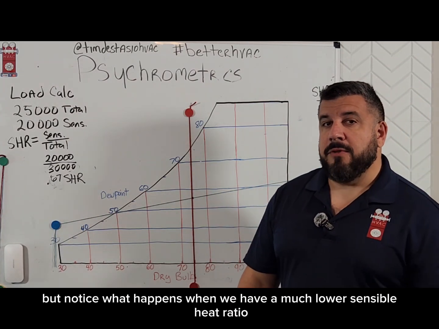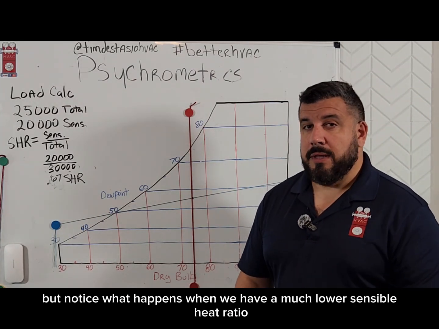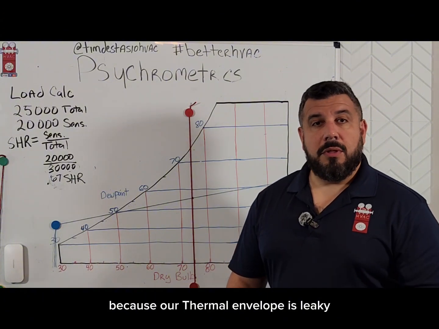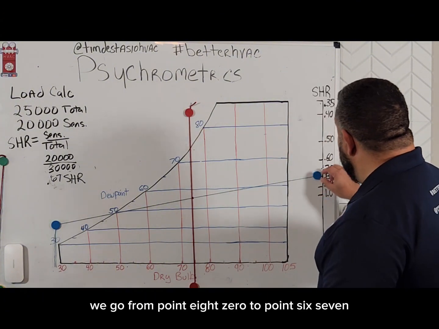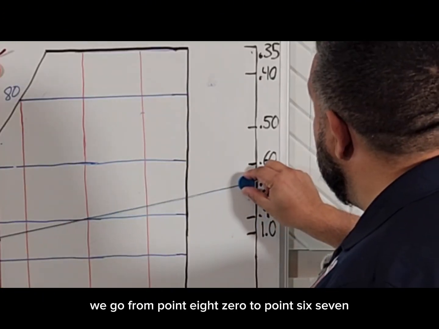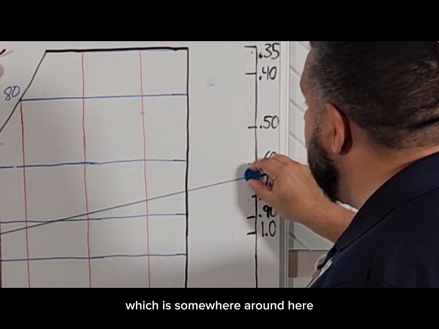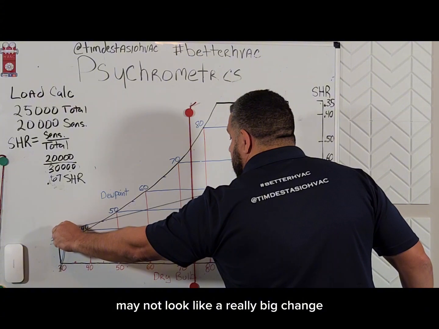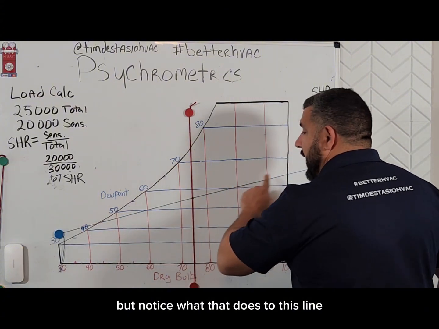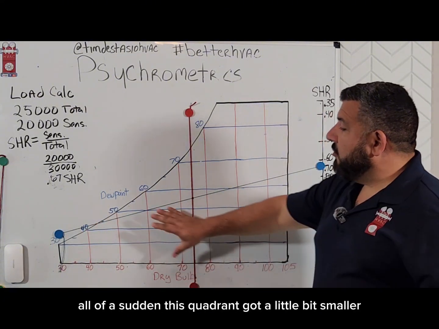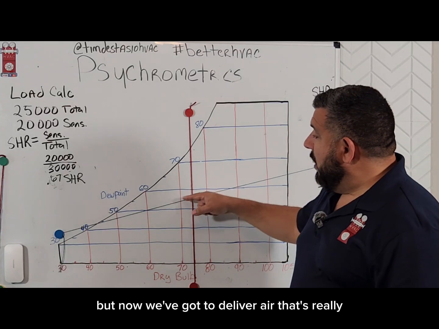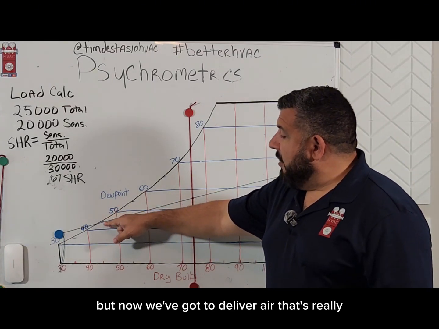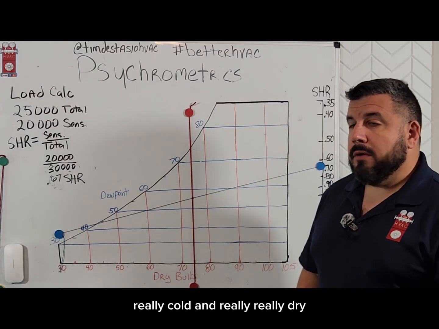But notice what happens when we have a much lower sensible heat ratio because our thermal envelope is leaky. We go from 0.80 to 0.67, which is somewhere around here. May not look like a really big change, but notice what that does to this line. All of a sudden, this quadrant got a little bit smaller, but now we've got to deliver air that's really, really cold and really, really dry.